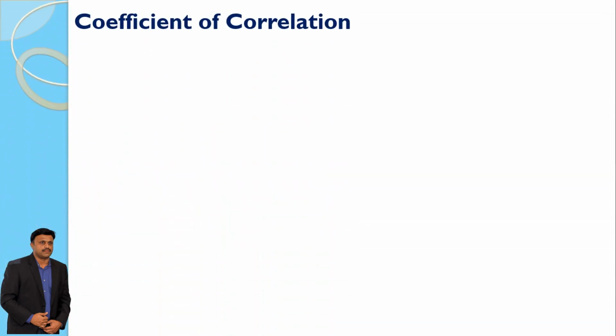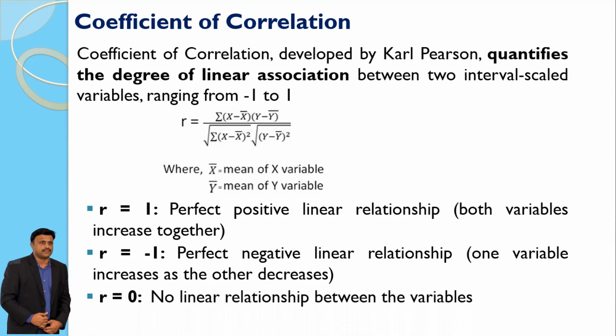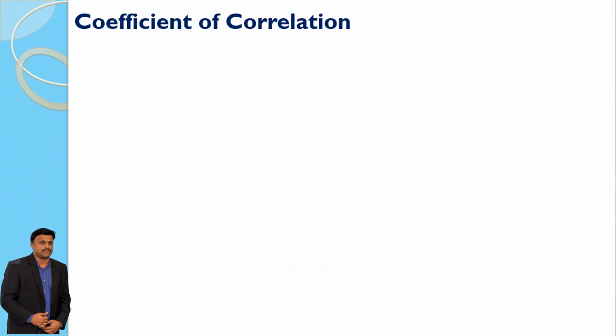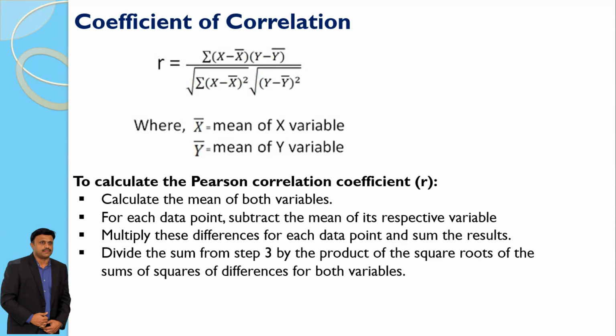The coefficient of correlation, developed by Karl Pearson, quantifies the degree of linear association between two variables, ranging from -1 to 1. To calculate Pearson's r, find the mean of both variables, subtract the mean from each data point, multiply these differences, sum the results, and divide by the product of the square roots of the sums of squares.